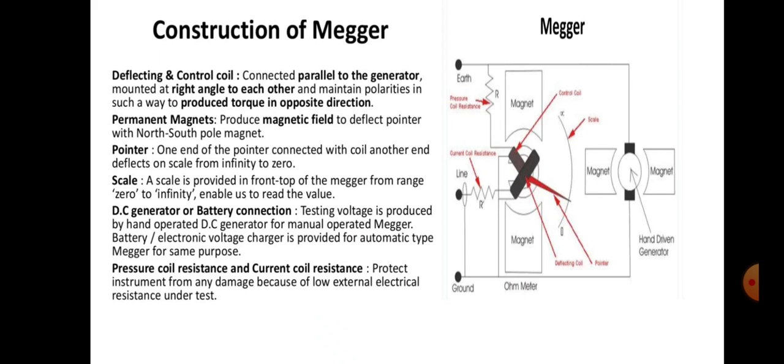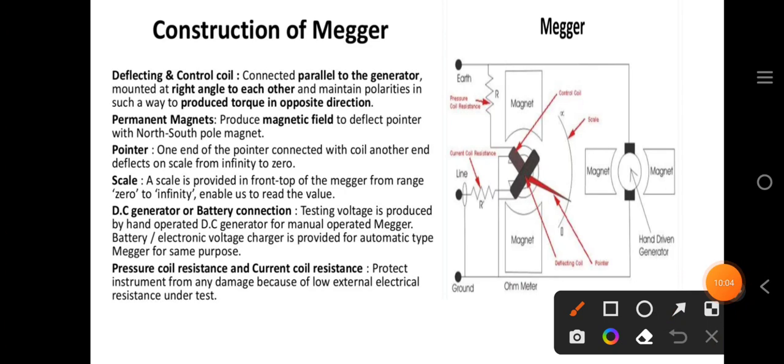Here the construction is also described point wise. First one is the deflecting and controlling coil. These two are the deflecting and control coils. These are connected in parallel to the generator, mounted at right angles to each other, and maintain polarities in such a way as to produce torque in opposite directions. So the main function of these coils is to produce torque in opposite directions, and these coils are mounted between the two magnets at right angles.